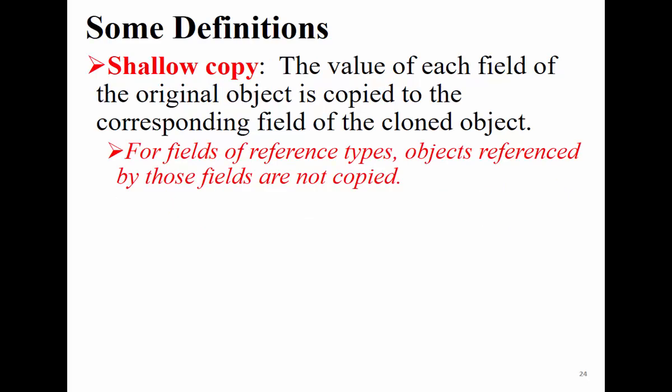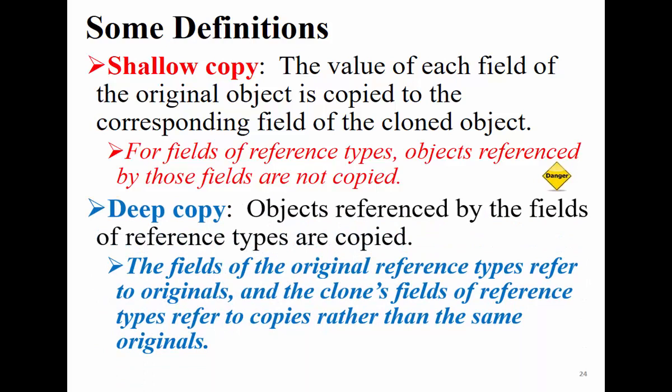Now, before we discuss how we create a copy, we have to highlight two definitions. A shallow copy is where the value of each field of the original object is copied to the corresponding field of the clone object. For the reference fields, we just copy the reference, only the reference. The object that we are referring to, we're not copying it. We just copy the address for the reference fields. We're going to come to the example to show exactly what we mean by this sentence.